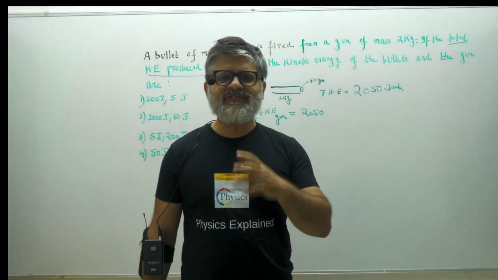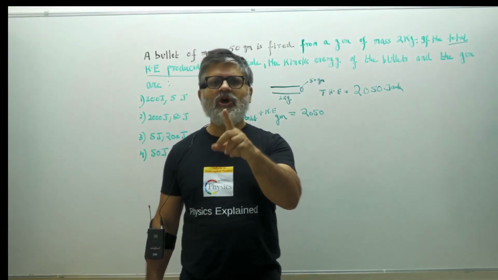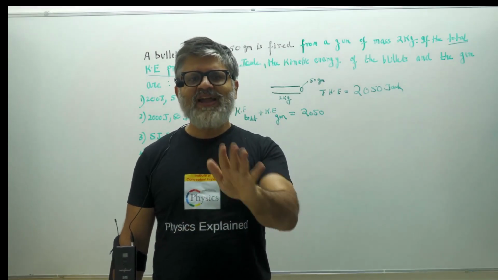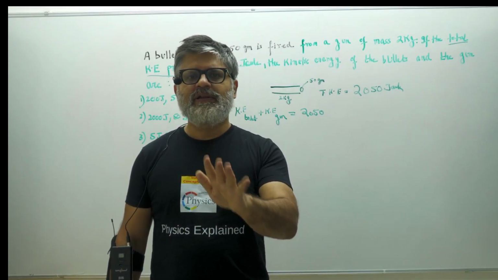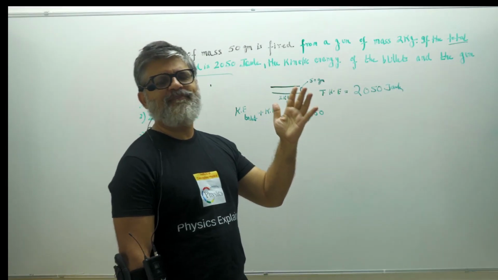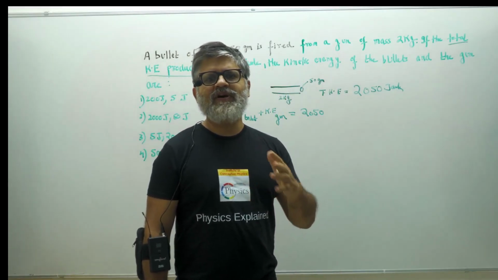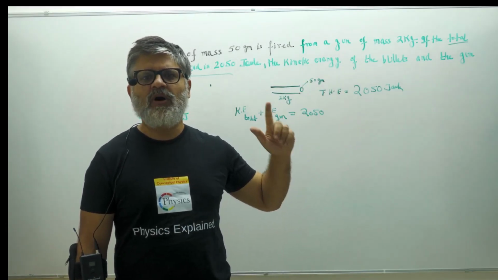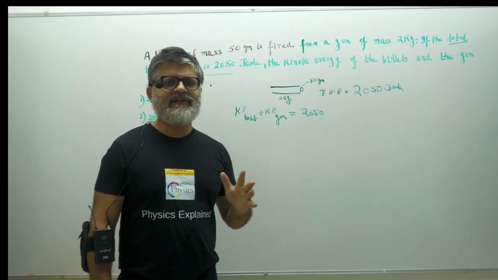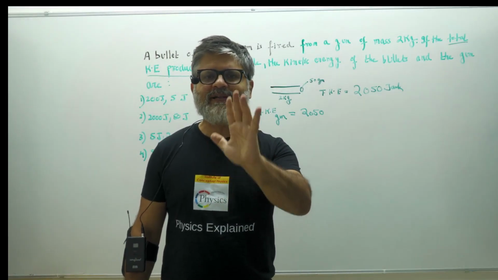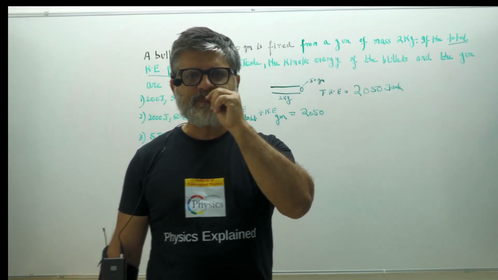Initial momentum of the system, when you did not fire the gun, what is it? It is 0. And when you fired the gun, now the bullet has a forward momentum and the gun has a backward momentum. The sum of the final momentum, which is the sum of the bullet's momentum and the gun momentum, has to be 0 because the initial momentum is 0, right?